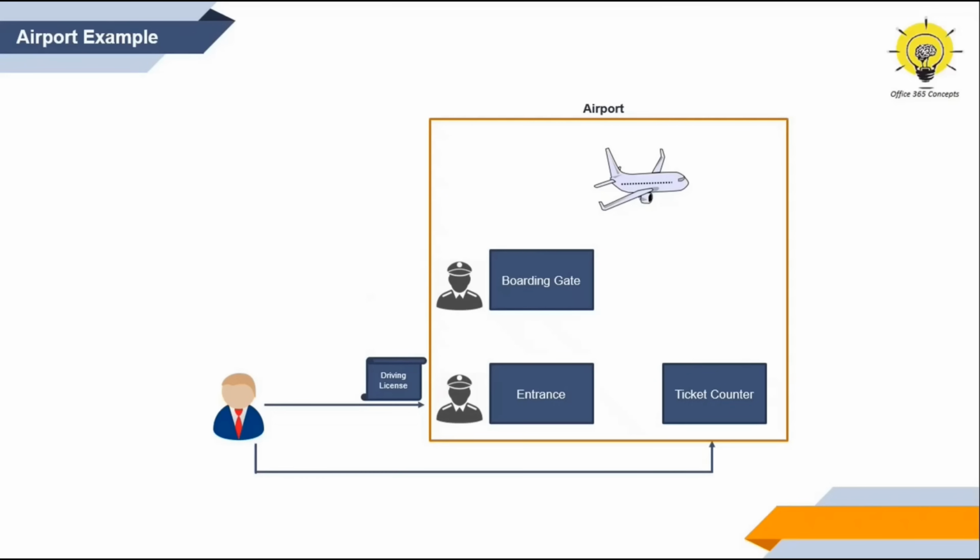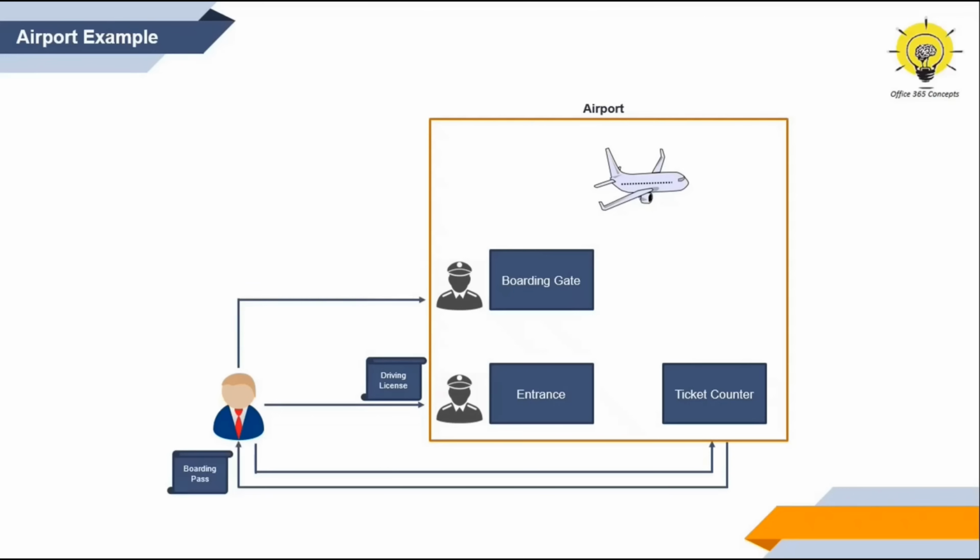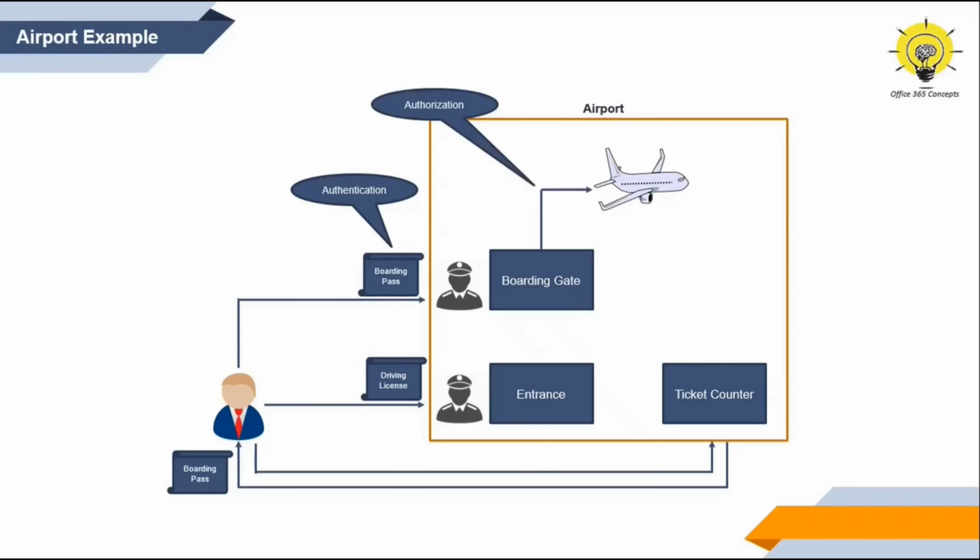Then you go to the ticket counter. From the ticket counter, you collect your boarding pass. Once you have the boarding pass, you go to the boarding gate. You show your boarding pass to the boarding gate agent. After verifying your boarding pass, the boarding gate agent lets you board the plane.